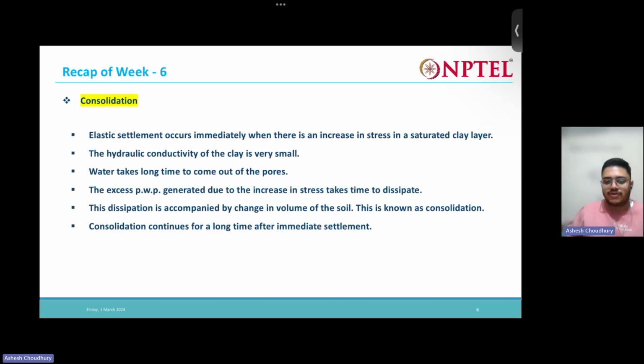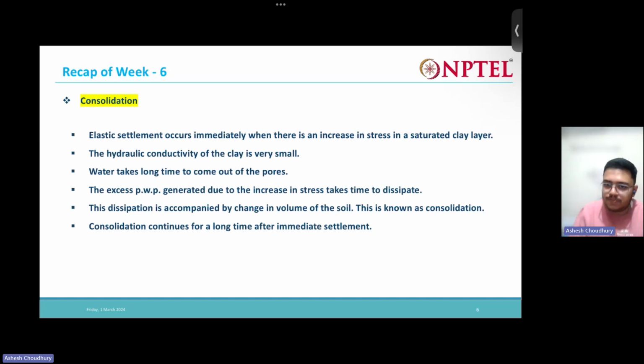Okay, and this phenomenon, where there is slow drainage of water, the excess pore water pressure keeps on reducing, and as the excess pore water pressure keeps on reducing, the effective stress is increasing. This phenomenon is accompanied by a certain change of volume in the soil, or certain settlement. That settlement is known as consolidation settlement, or this process is known as consolidation. Okay, understood? So as soon as you have a saturated soil, let me summarize a bit.